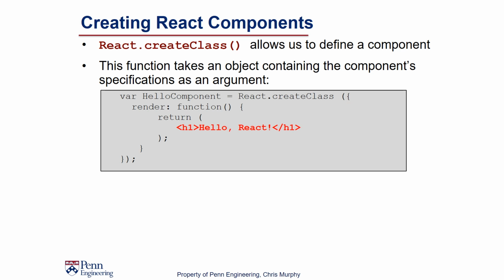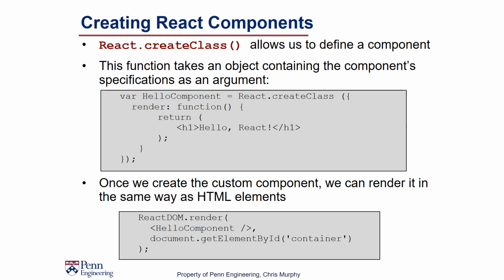And here we're using JSX. If you remember from last time, JSX is a technology that allows us to embed HTML right in our JavaScript. Once we've created the custom component in our JavaScript, then we can render it or drop it into our HTML using the React.DOM.render function.